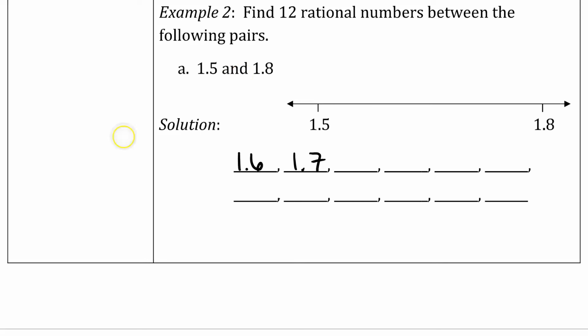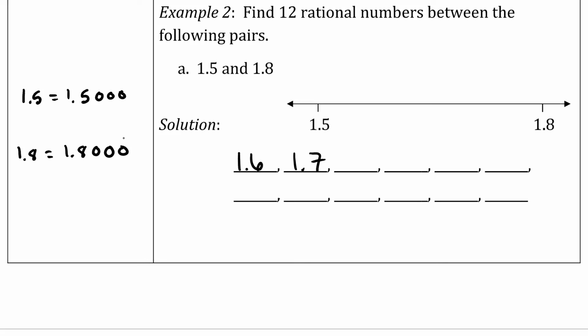zeros. So 1.5 is the exact same thing as 1.5000. And 1.8 is the exact same thing as 1.8000. Now the question changes a little bit. Can you find 12 numbers between 5,000 and 8,000? You bet your bottom dollar you can.